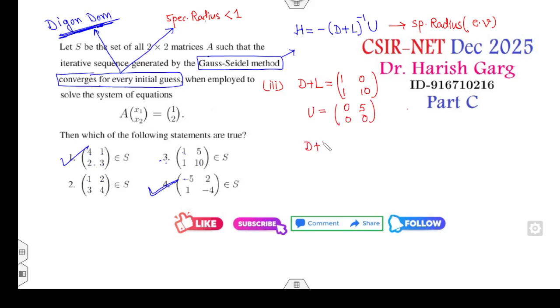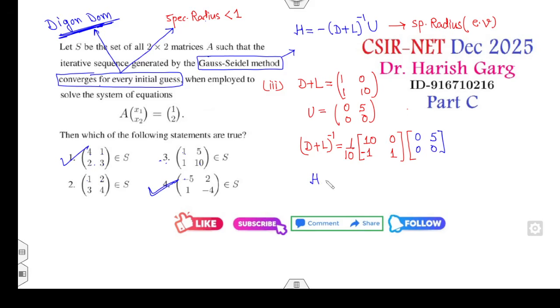Then what is the value of D plus L inverse? So how can you find the inverse? First of all, it's 1 over the determinant into the cofactor 10, 0, 1, 1. It's a minus 1. Fine. Is it okay? Then if you multiply this by U, fine, then it will be my H, 0, 0, 0, 0.